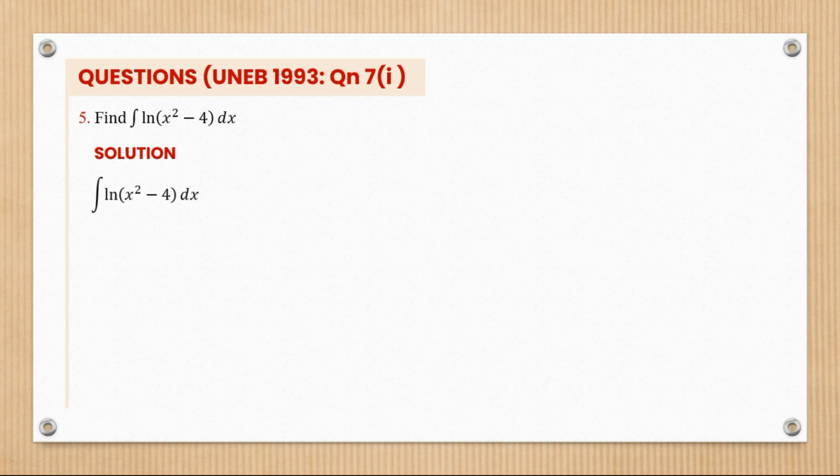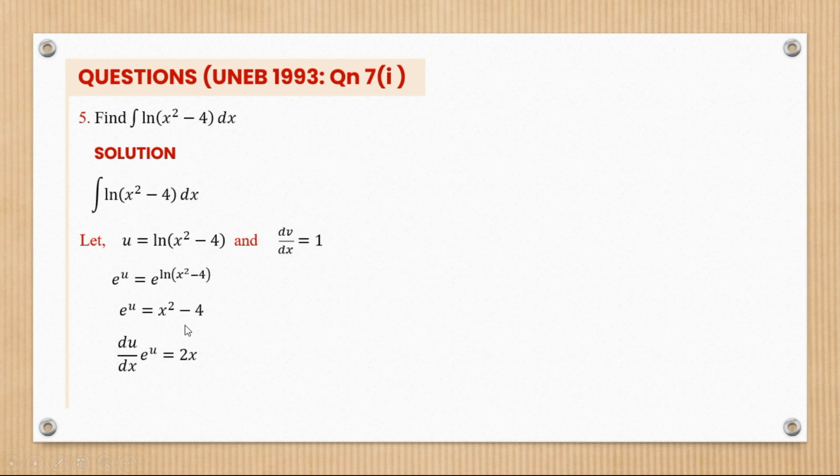As you can see, this requires us to first use integration by parts. So in integration by parts, we're going to assume that there is a 1 multiplying the ln of x squared minus 4. So we're going to let u be equal to ln of x squared minus 4, then we're going to let dv/dx be equal to 1. The best way of solving this is by taking e to both sides, and we'll have e to the u being equal to x squared minus 4. Then differentiating, e to the u du/dx shall be equal to 2x, and therefore du/dx shall be equal to 2x over e to the u.